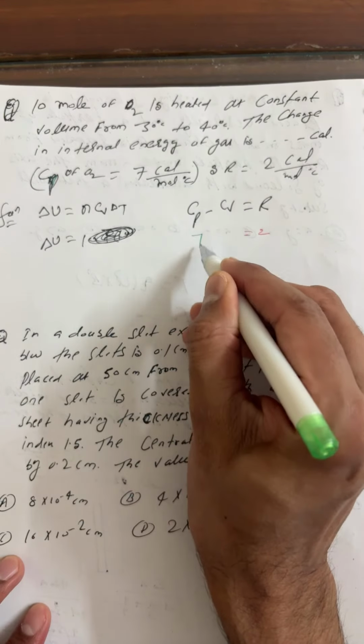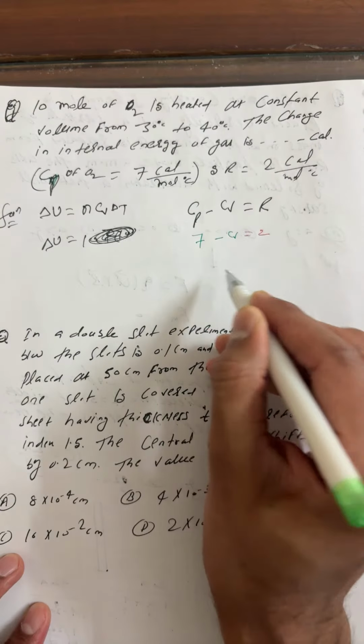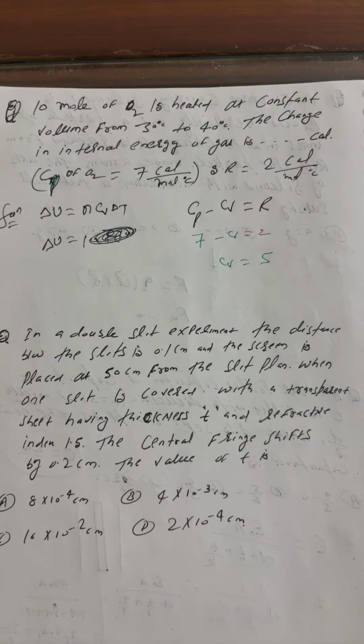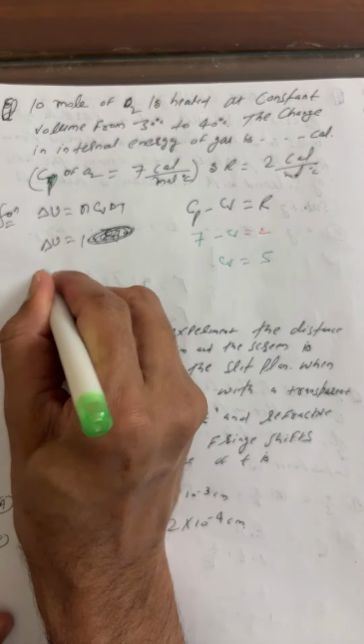CP, that is what? I can see 7. CV we used to find here. You can see CV is nothing but 5 only. Finally, you can write it.